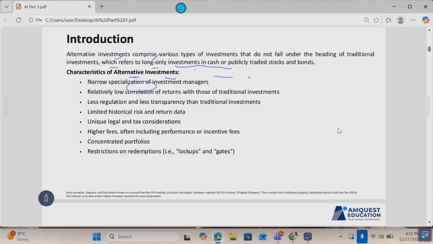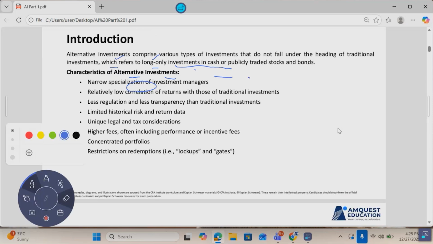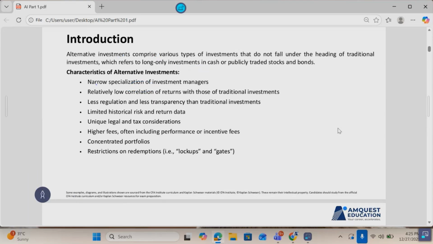What is the difference? What are the key differences between the two? Let's look at the features. When you do alternative investments, mostly understand that the managers who manage them have a specialization that's very narrow. It's more restricted to alternative investments. We already discussed how the correlation is low, and therefore you have a greater benefit of diversification. Diversification is higher.